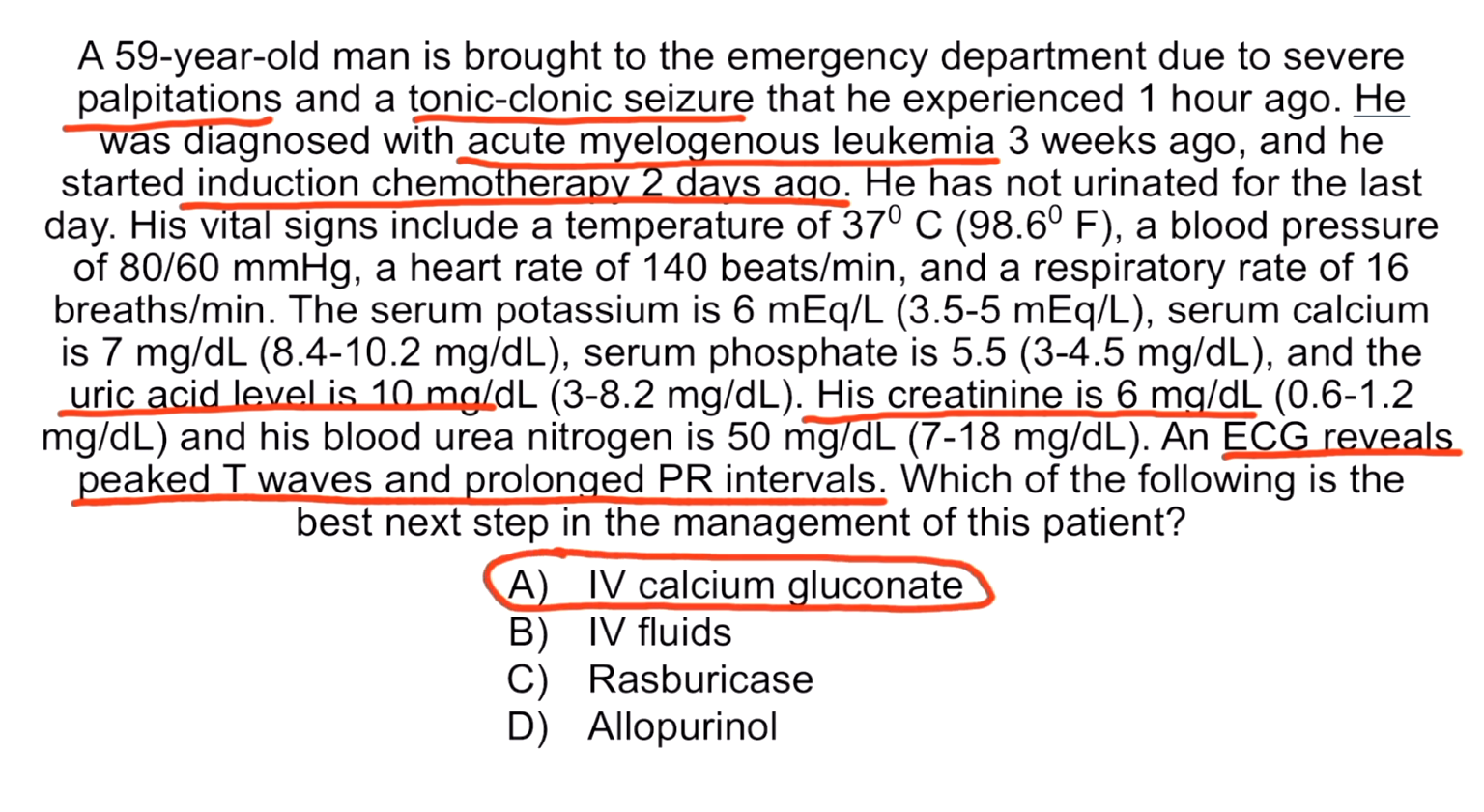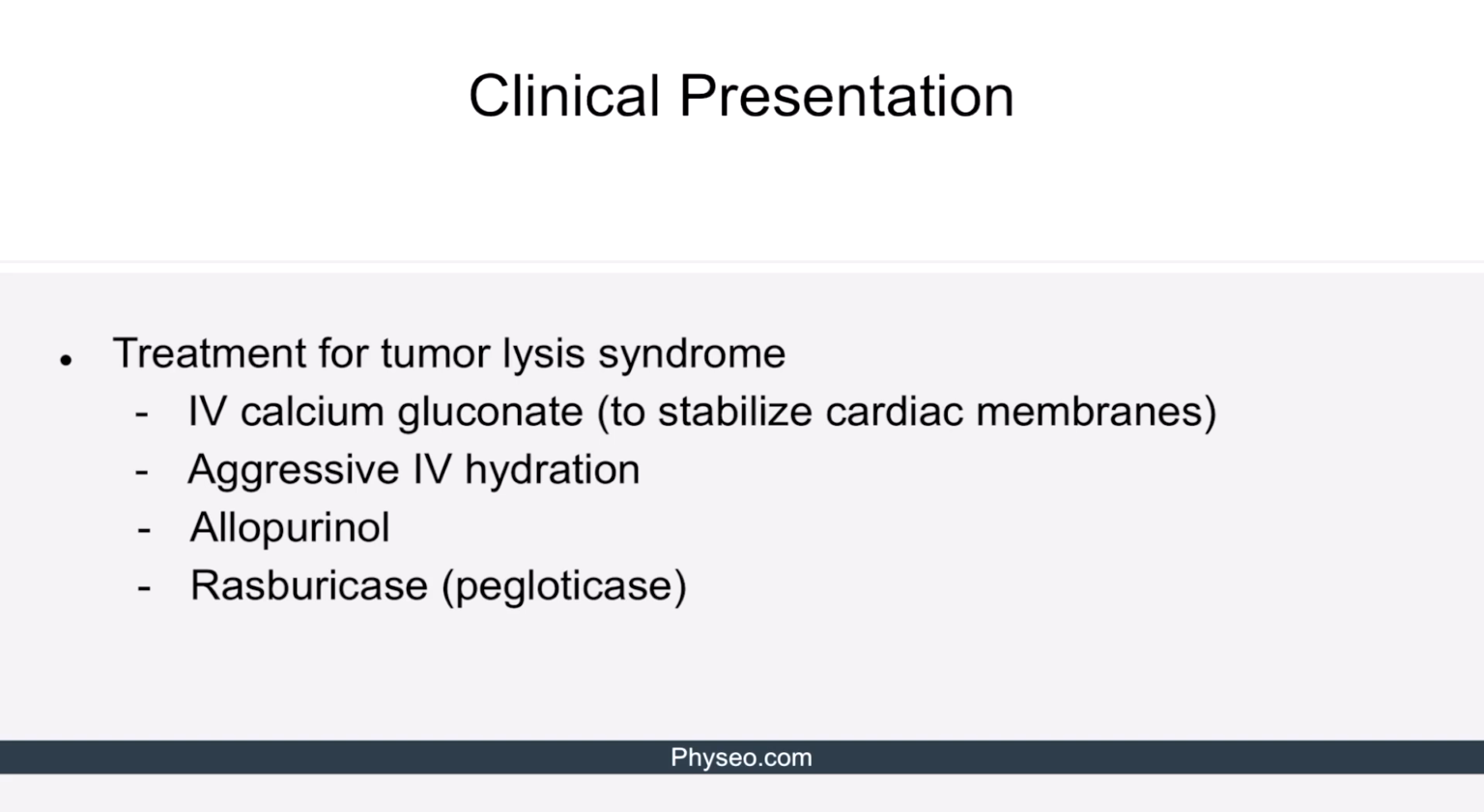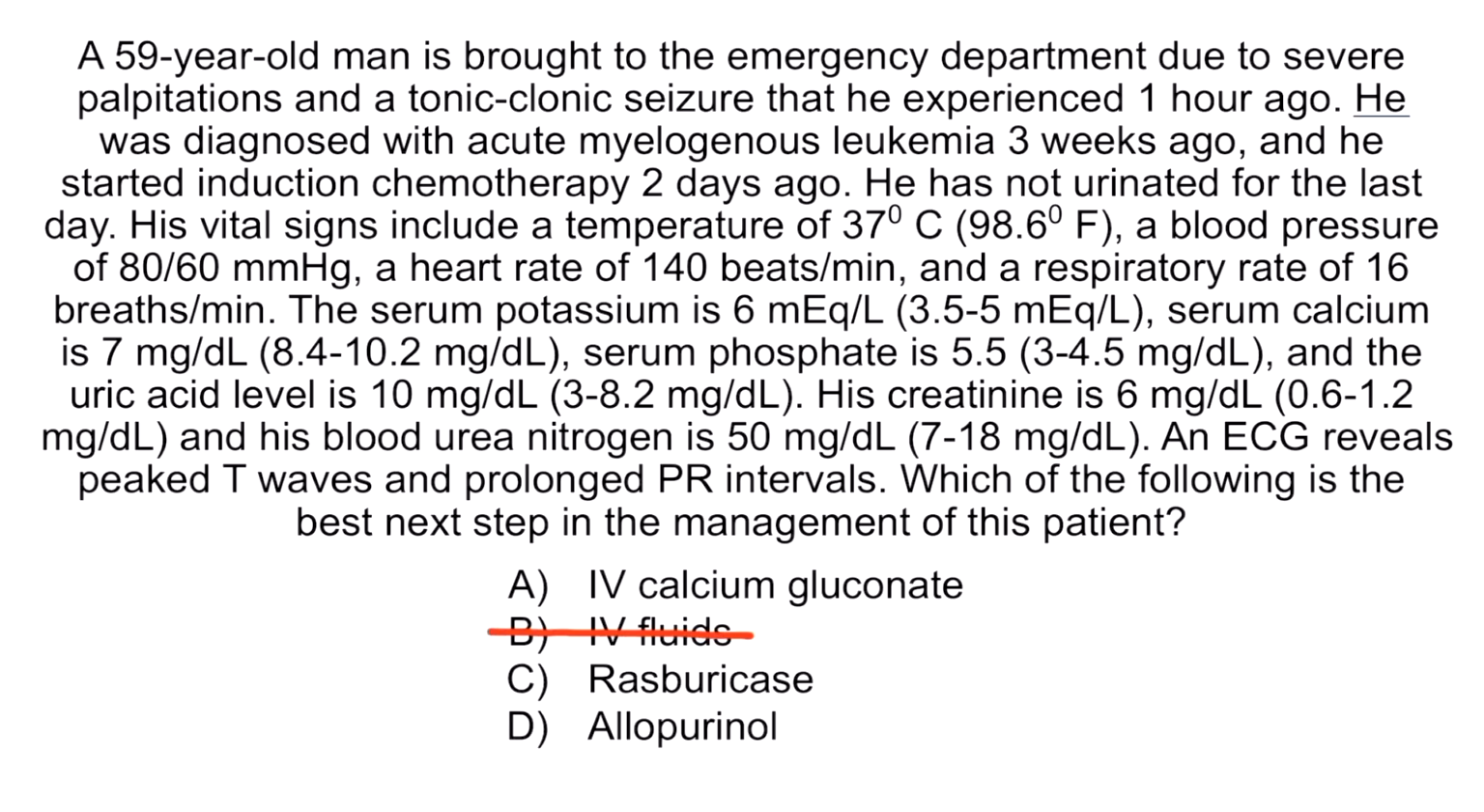Starting slide 27. Recall from this slide that the treatment of tumor lysis syndrome includes IV calcium gluconate. Starting slide 28. Option B, IV fluids, option C, rasburicase, and option D, allopurinol will be used at some point in the management of this patient.